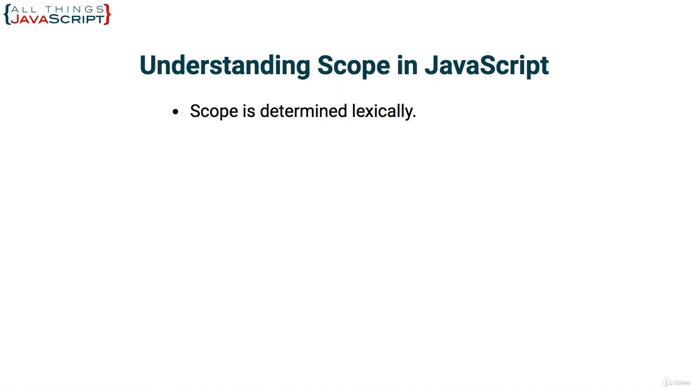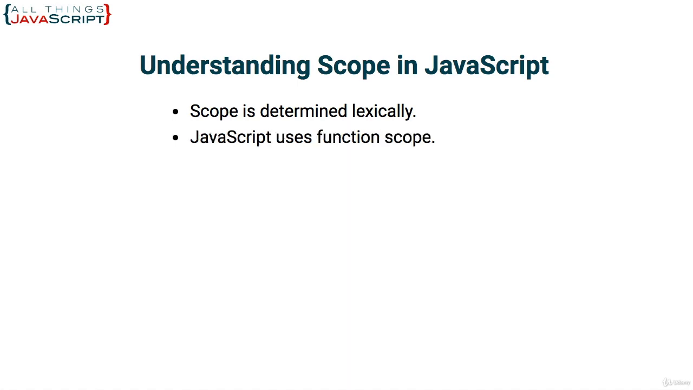Number one is scope is determined lexically. Now, what does that mean? Well, that simply means that when you're writing your program, where you place declaration of variables and functions determines scope. So it has nothing to do with when a function is called or when your code is executed. Scope is determined by how you write your program.